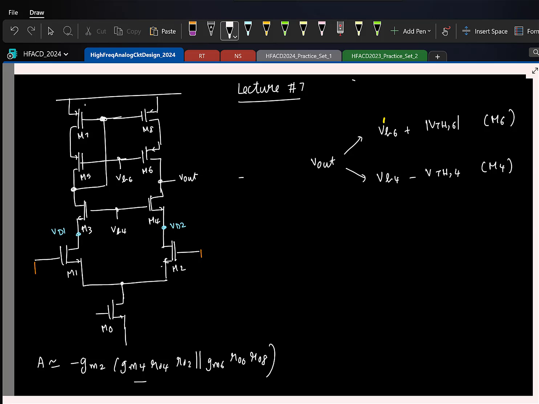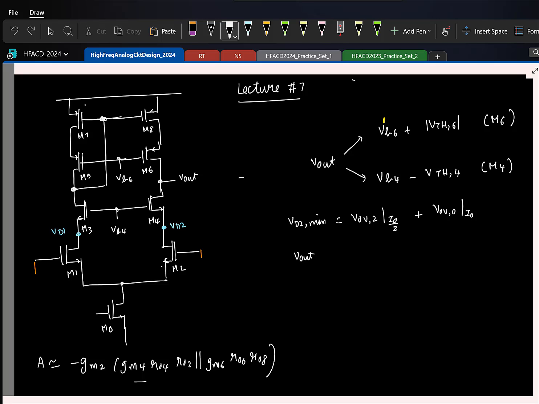What is the minimum the voltage VD2 can go to? The absolute minimum is the drain to source voltage of the transistor M2 plus the drain to source voltage of the transistor M0. For reaching that we need to apply an appropriate voltage here. Let's assume we are doing that. In that case, what is the minimum we can have at VD2? Overdrive of M2 at a current I0 by 2 plus overdrive of M0. So this is the minimum VD2.